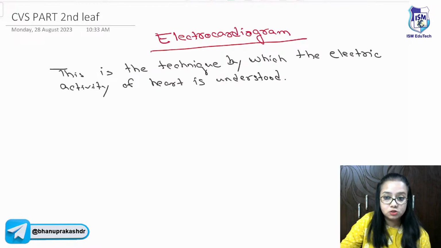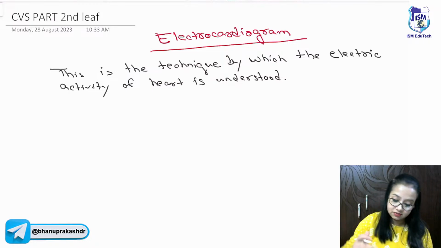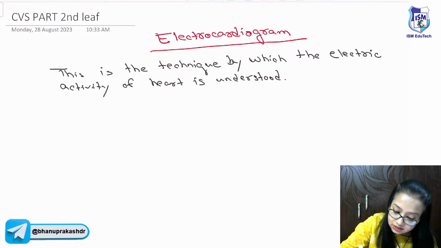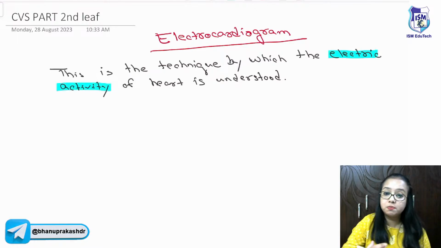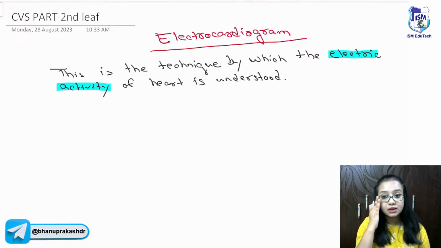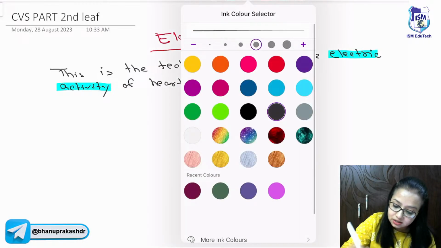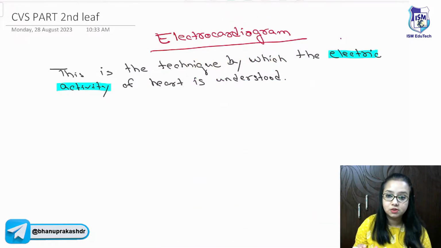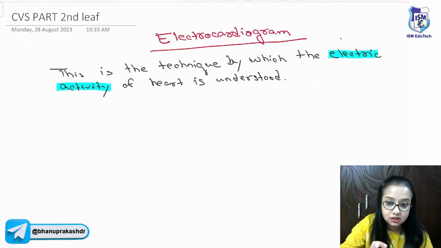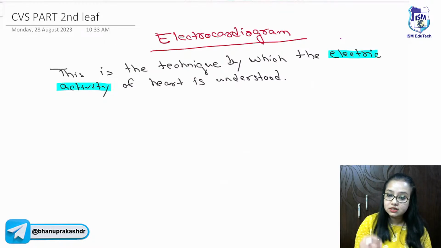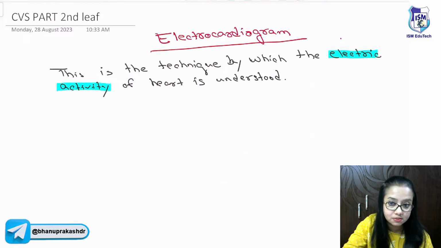So, this is the process by which we understand the electrical activity. In the last class, when we studied the conduction path, we did mention that pumping of the heart is a mechanical process, and every mechanical process needs to start from an electric impulse. So that activity of the heart which generates that impulse and is manifested as a mechanical activity, the study of that electric impulse is called the ECG.